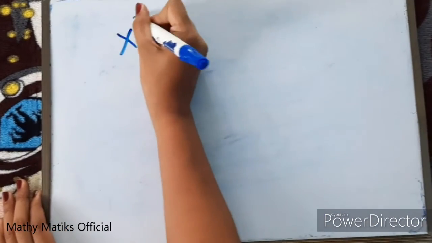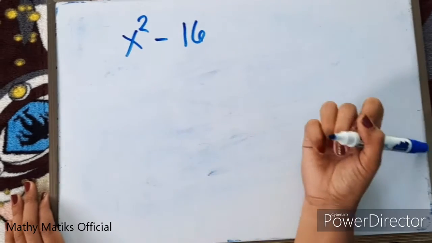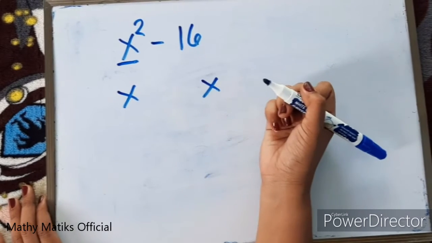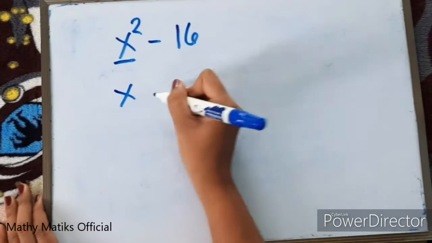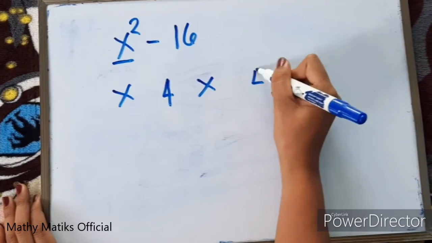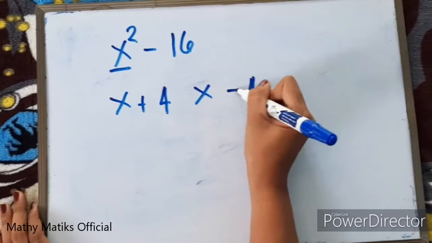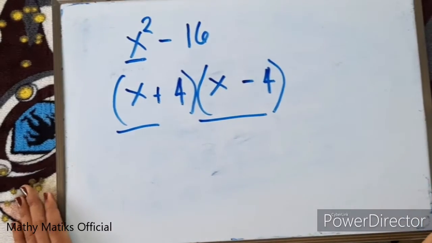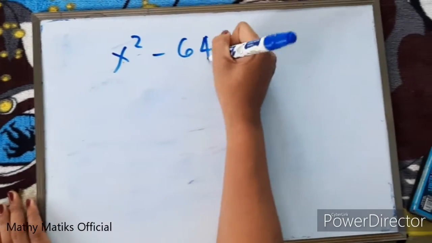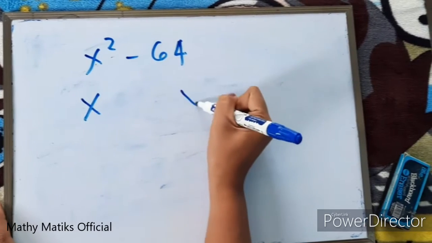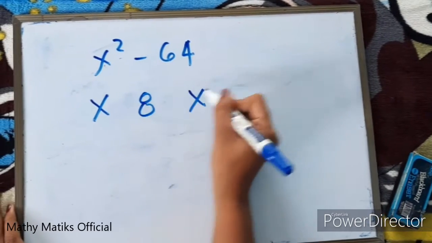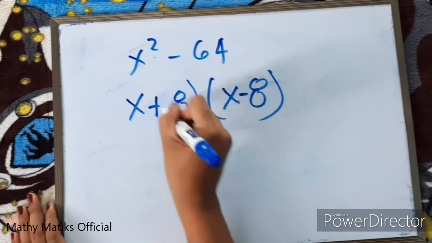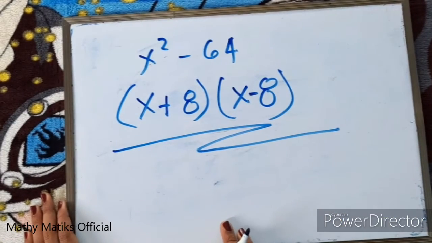Next thing we will talk about is how to factor a difference of perfect squares. Let's take this expression, x squared minus 16. Get the square root of x squared, which is x, and the square root of 16, which is 4. One is positive and the other is negative. So our factored form of x squared minus 16 is x plus 4 times x minus 4. Next we have x squared minus 64. Get the square root of x squared, which is x, and the square root of 64, which is 8. One is positive and the other is negative. So the factored form is the quantity x plus 8 times the quantity x minus 8.